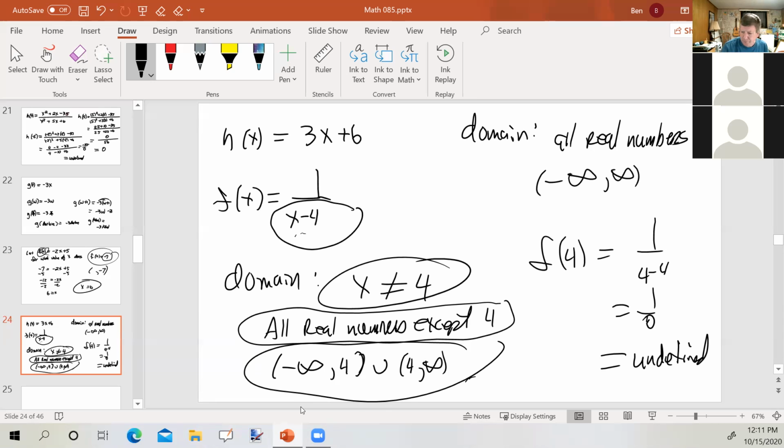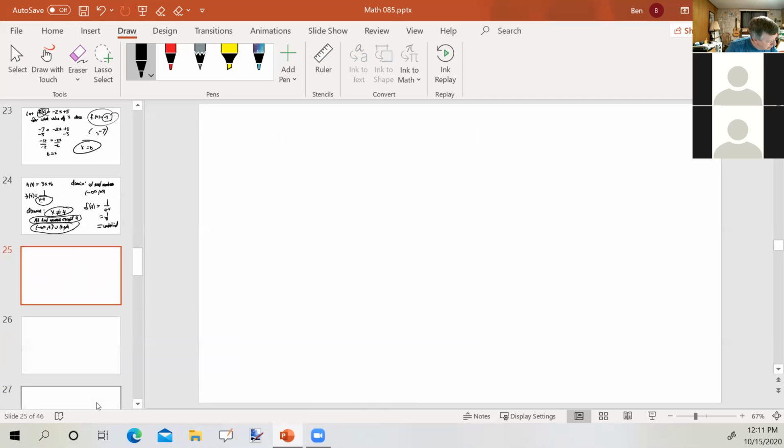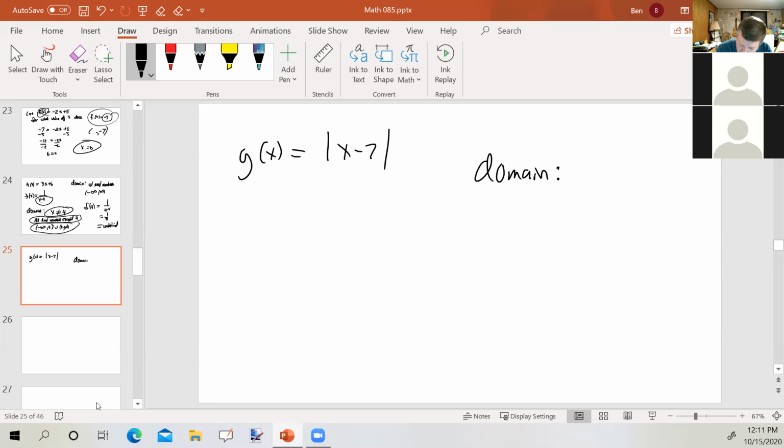Let's look at another one. g of x equals the absolute value of x minus 7. Again, don't think what is the domain, think what is not in the domain. Is there any real number that if you put it in the place of x, subtracted 7, and took the absolute value, you would get undefined?